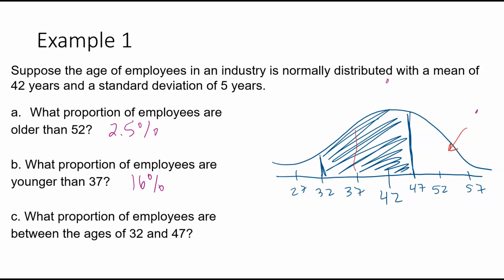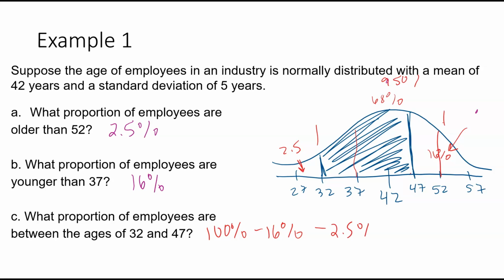Well, we know that this section here is 68%, right, between 1 standard deviation. So the leftover pieces are 32, and so this tail here is 16%. So we know it's 100% minus 16%. And then what about this tail here? So if we were to go over here, this whole section here, 2 standard deviations, is 95%. And we know that each of these tails are 2.5%. So this is 2.5%. So now if we subtract all of those, we'll get about 81.5%.